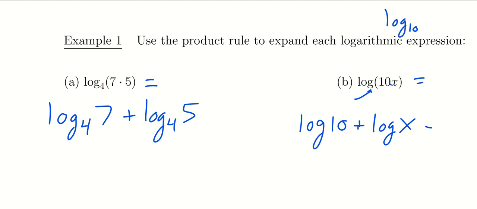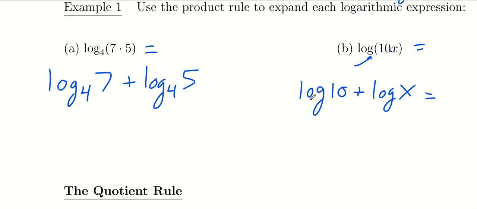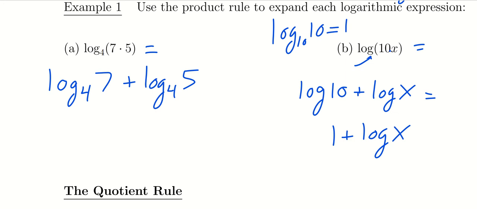And we can actually do one better than this, because if you remember from the previous section, this value simplifies. Log base 10 of 10, that's equal to 1. Again, common log of 10, that's asking what exponent would you need to raise 10 to in order to get 10 to the first? Well, that's equal to 1.